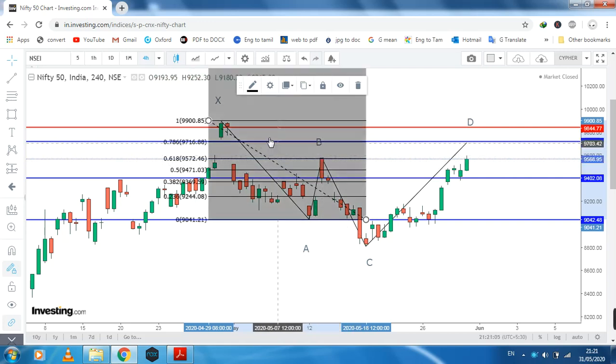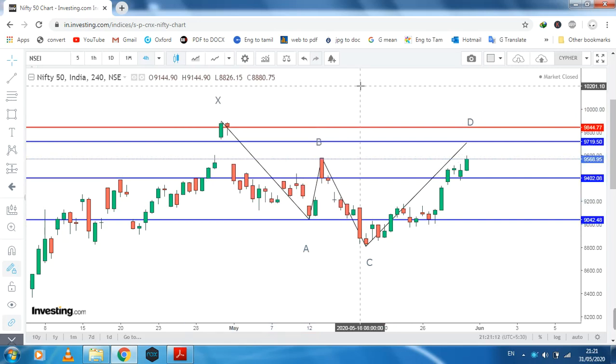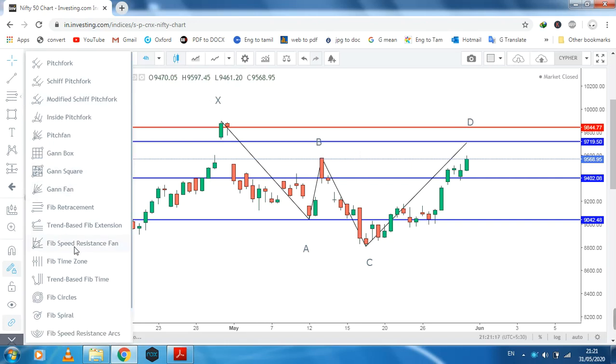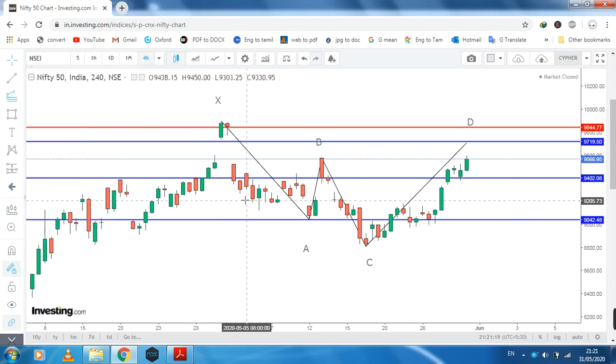Did you get my point? So AB is valid. After that, we need to check whether BC is valid or not. How to find that BC? We also need to use this Fibonacci extension tool. How do we use the Fibonacci extension to find BC?